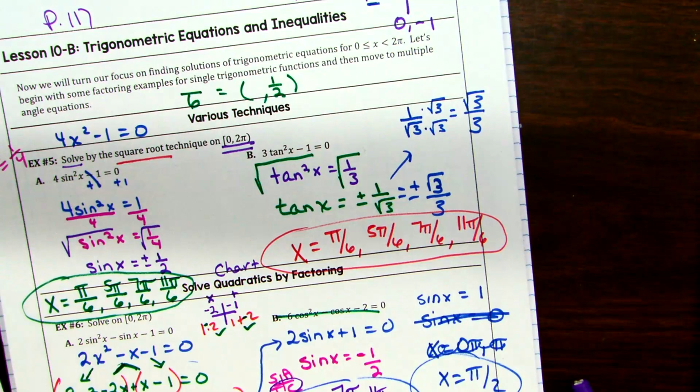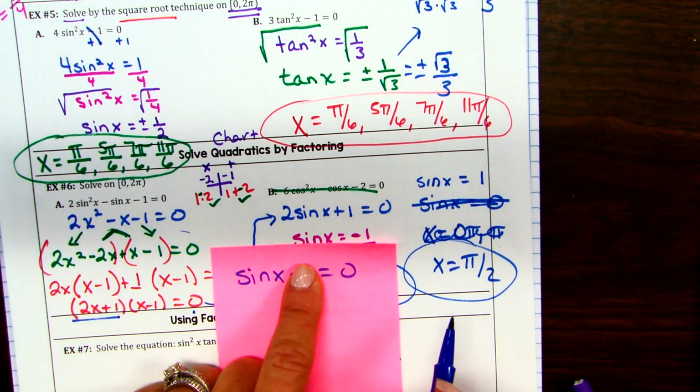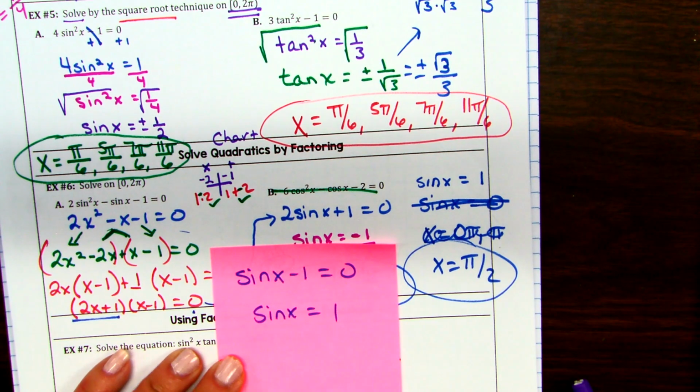Okay, do you guys get what I just did? I feel like I went too fast over what I just messed up on. Right there, I should have had sine x minus 1 equals 0. I left off the, so add 1. Okay, so that's where I messed up.